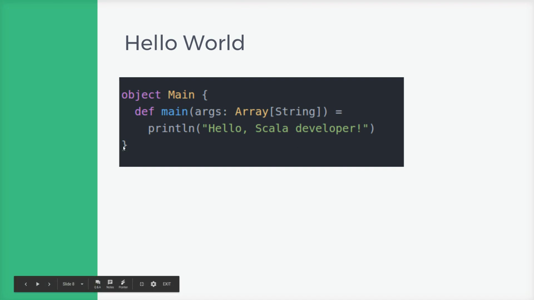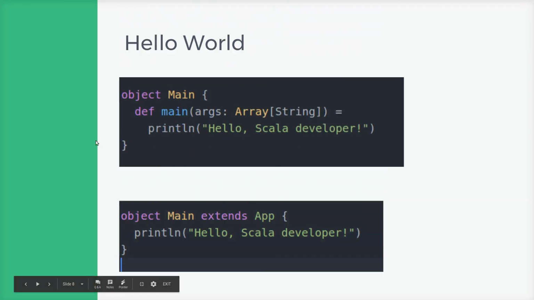And we could even reduce this hello world to something like this, where you're extending the App trait and using this code like it were a scripting language like Ruby or Python, which is even simpler than the first application.